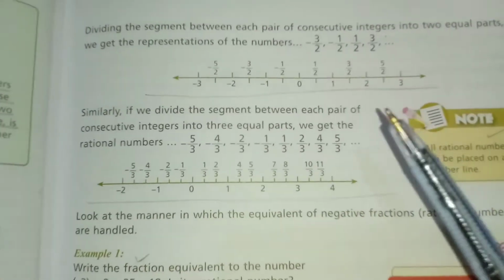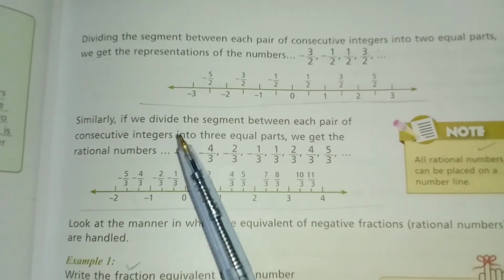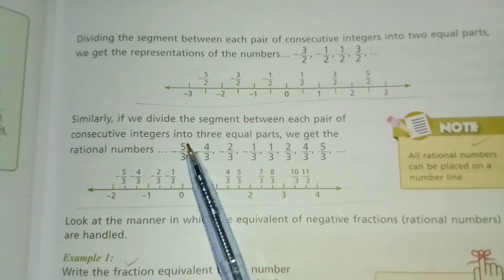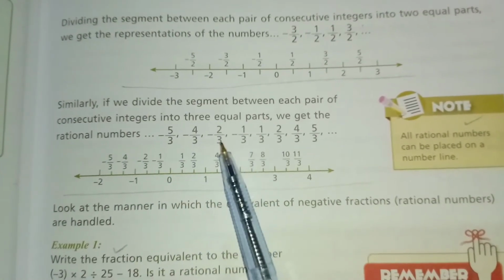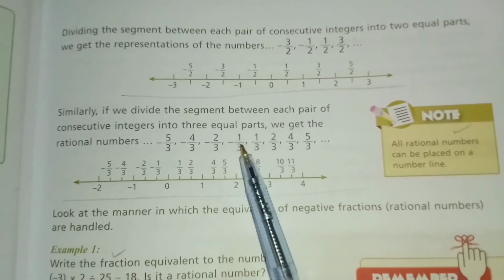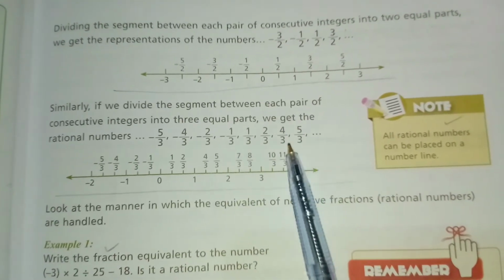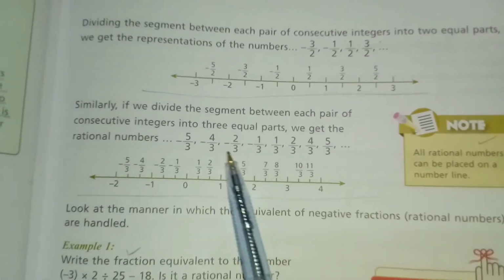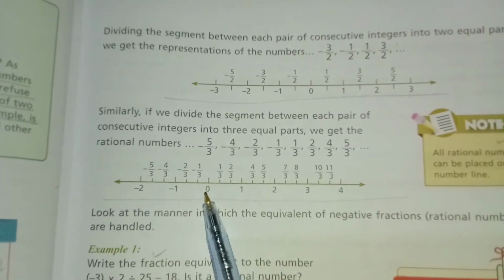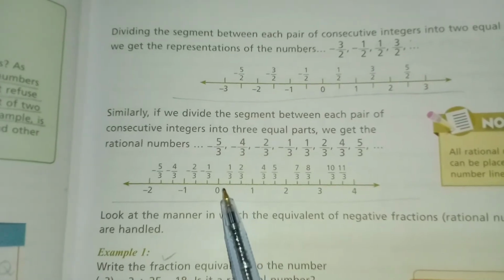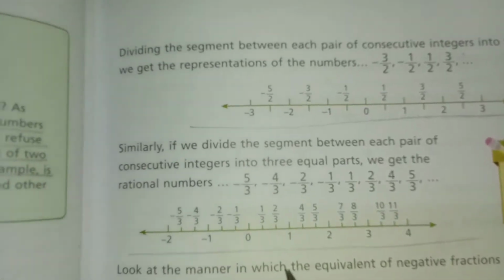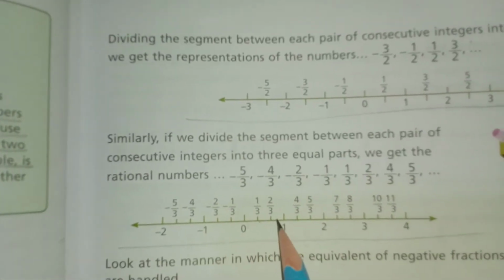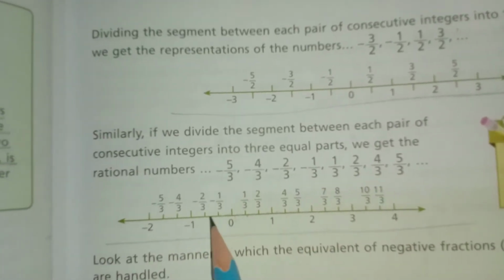Similarly, like the above example, if we divide the segment between each pair of consecutive integers into three equal parts, we get the rational numbers -5/3, -4/3, -2/3, -1/3, then 1/3, 2/3, 4/3 and 5/3. Now we have to put these numbers on a number line, like 0 is here and 3 is in the denominator. So we have to divide each segment into three equal parts. So this is the first part, second and third.